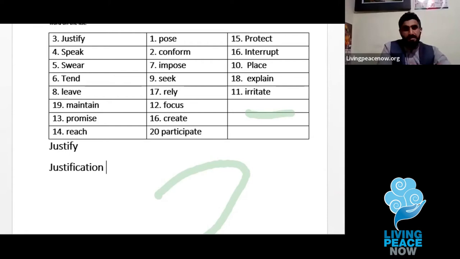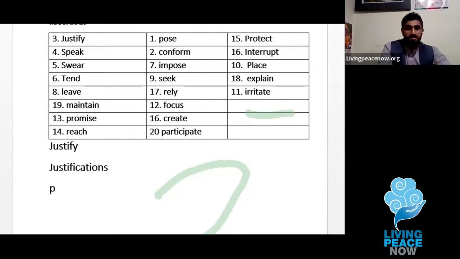And how can we make one sentence with this justification? I have a good justification. I have a good justification for every word. I have good justifications for my class. I have a good justification for the new day. I have a good justification for this reason. That means I have more reasons and more information and more proofs.